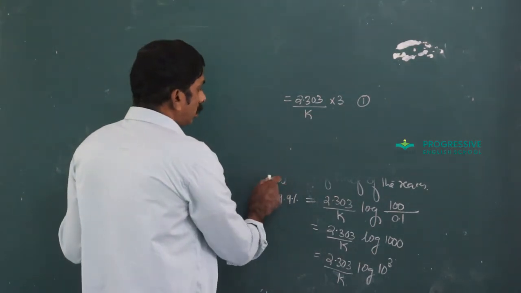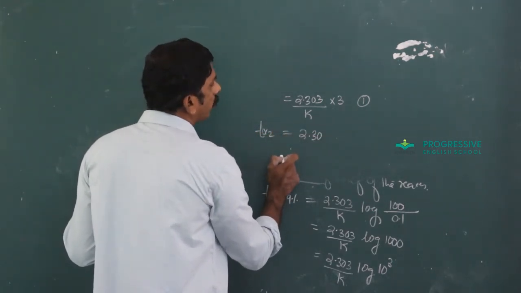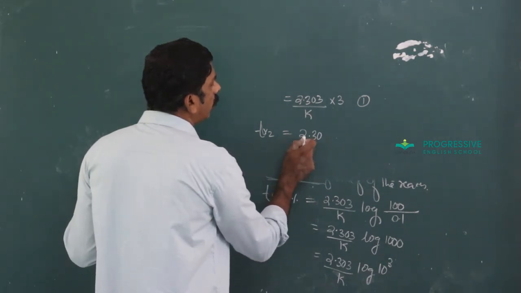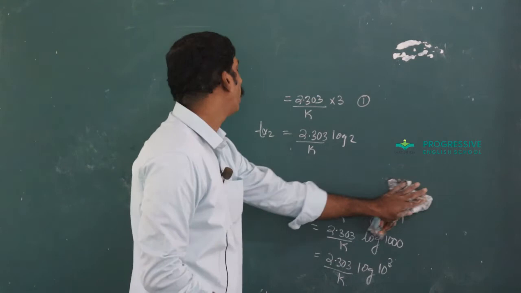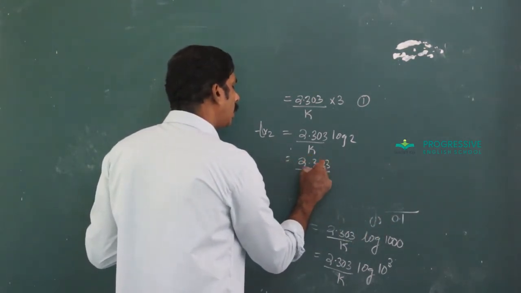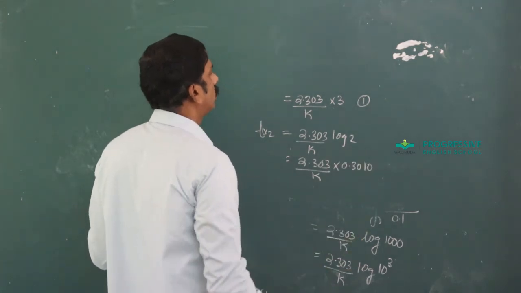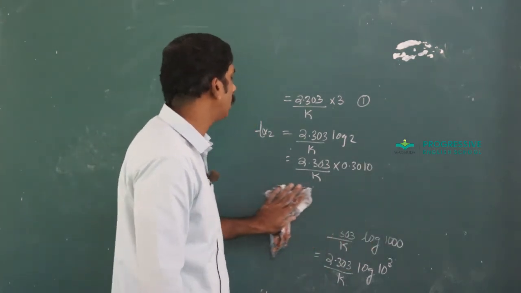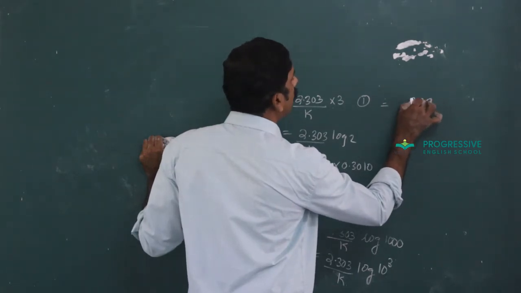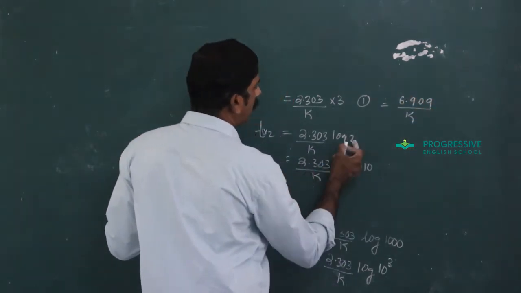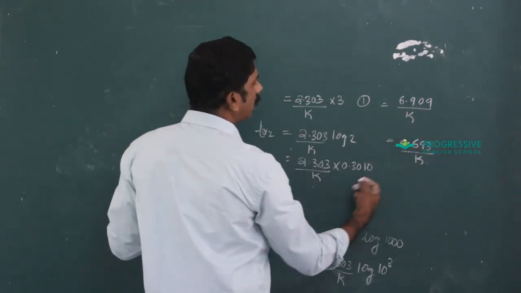And completion of half of the reaction is t half. t half equals 2.303 by k log 2, isn't it? That is 2.303 by k into 0.3010, or you can use it as 0.693 by k. Both ways you can use it. It is equal to 0.693 by k, that is t half.